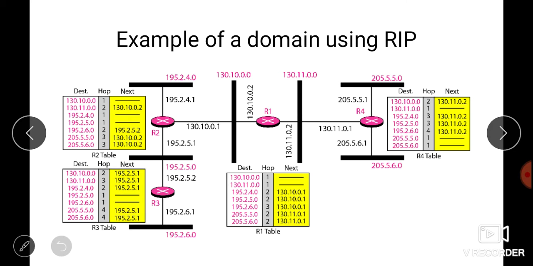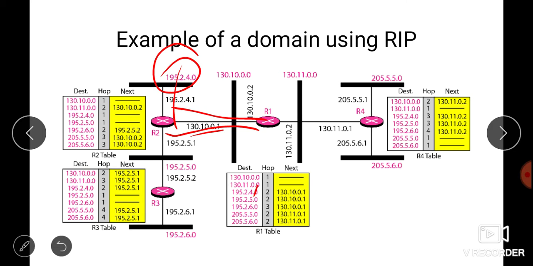To send a packet to one of the three networks at the far left, router R1 needs to deliver the packet to R2. Okay, from here it has to go to this, see, 195.2.4.0. So this is the network. So R1 has to go to R2 first, then to this. So 1 and 2, so it needs 2 hops. So here we have written 2. Okay, again for 192.2.5.0, again we have 2 hops.